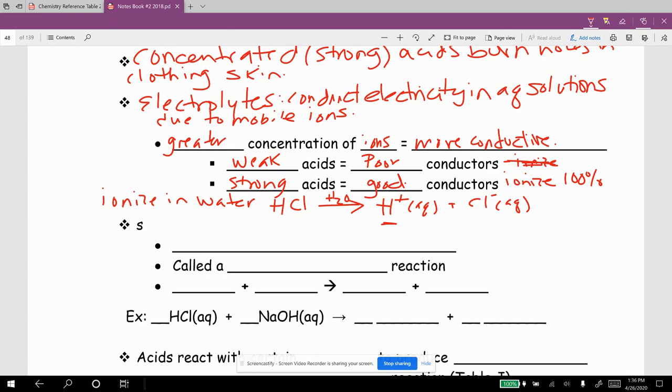And acids are going to react with bases to form neutral solutions. Okay, so acids react with bases. So that's what acids do, right? Acids and bases, they react with each other, right? They're really good partners. And these are double replacement reactions.